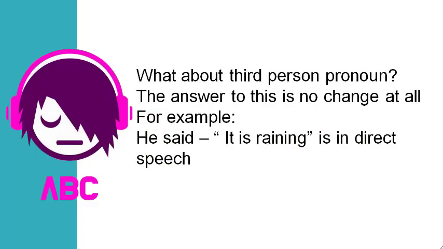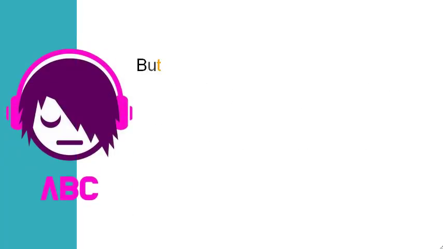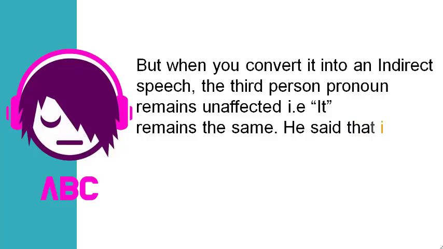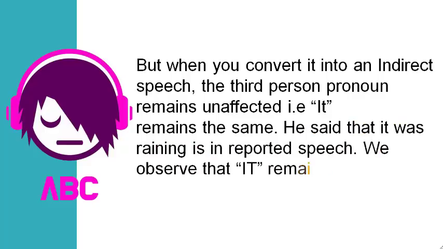For example, he said, "It is raining" is in direct speech. But when you convert it into indirect speech, the third-person pronoun remains unaffected, i.e., it remains the same. He said that it was raining, as in reported speech. We observe that it remains unchanged here.